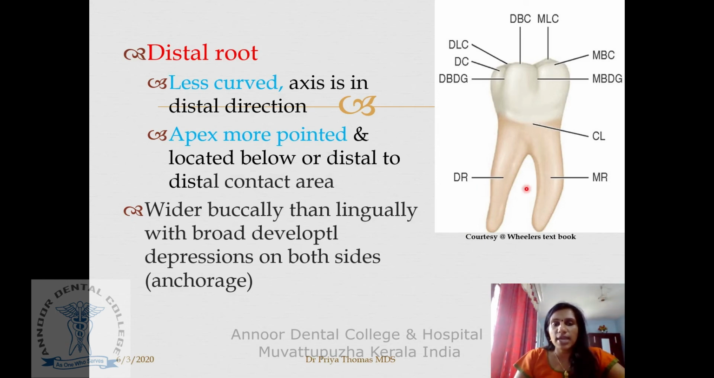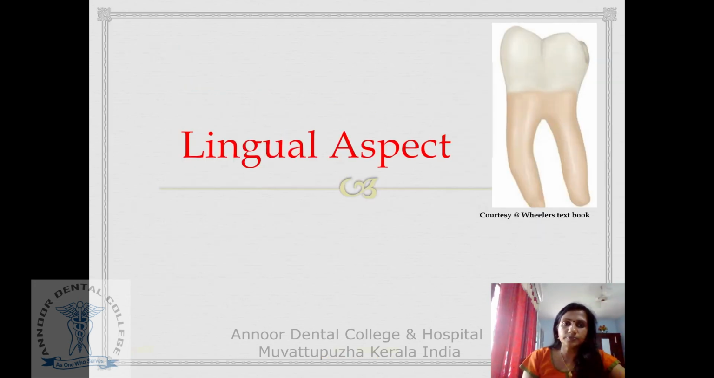Now, when you take the root, it is wider buccally. So the root has more width on the buccal side. Other than that, you can see developmental depressions. If you look nearer to your furcation area, see this part, it has depressions or concavities on the surface. This helps in better anchorage of the tooth or the root into your alveolar bone or your socket.